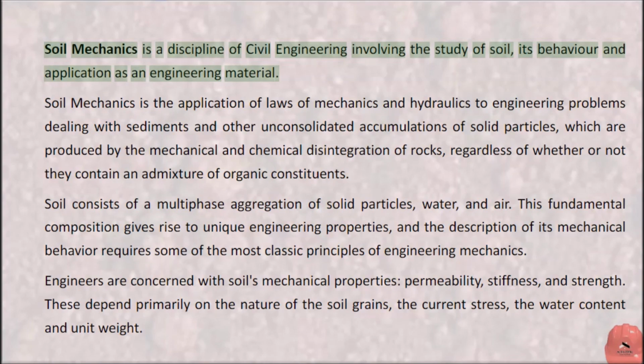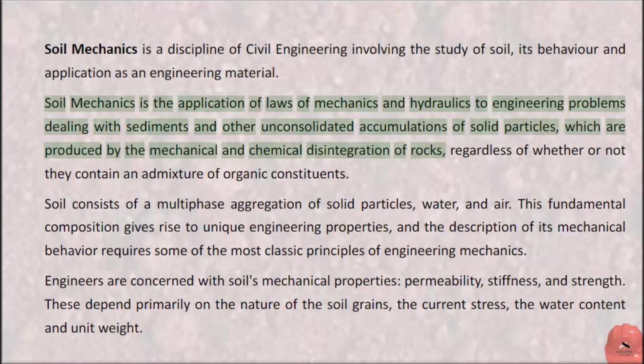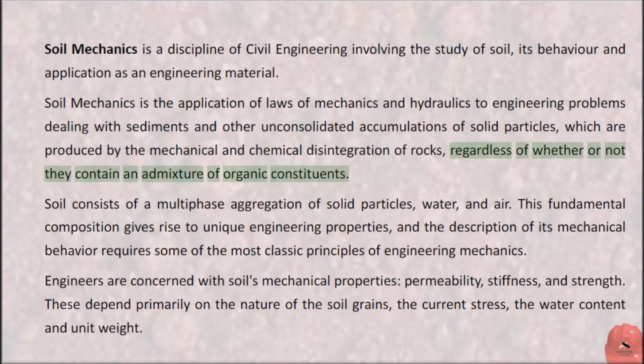Soil mechanics is a discipline of civil engineering involving the study of soil, its behavior, and application as an engineering material. Soil mechanics is the application of laws of mechanics and hydraulics to engineering problems dealing with sediments and other unconsolidated accumulations of solid particles, which are produced by the mechanical and chemical disintegration of rocks, regardless of whether or not they contain an admixture of organic constituents.